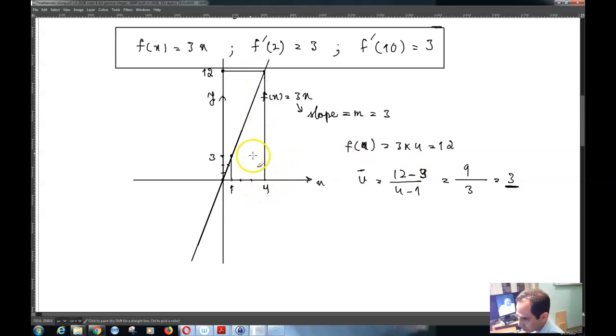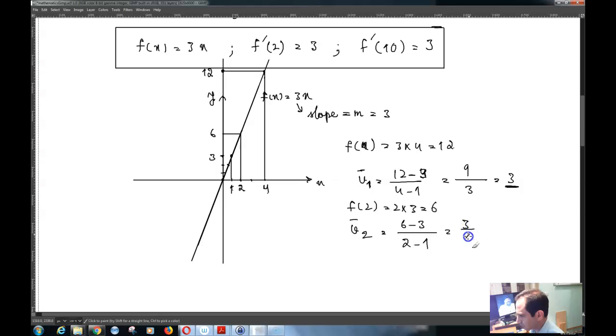Now, if I get a little bit closer to this point, at x equal to 2, f of 2 is equal to 2 times 3, which is equal to 6. So this point is 6. So again, the average velocity is equal to 6 minus 3 over 2 minus 1, which is equal to 3 over 1, which is equal to 3. Of course, since this is a completely straight line, we know that the slope of a straight line between any 2 points on the line is going to be the same value, 3, and it doesn't matter which 2 points you take. Since this is a straight line, the slope is not going to change.